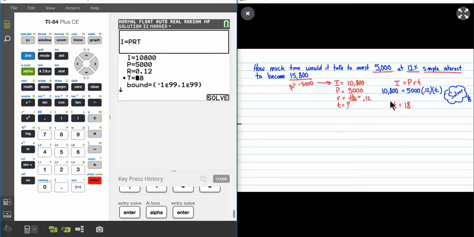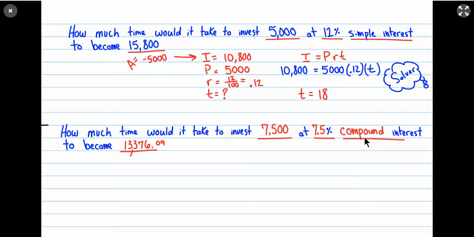Okay, so let's try a slightly different example, but this time notice my keyword is going to be compound interest. So starts the same way. How much time would it take to invest $7,500 at 7.5% compounded interest to become this amount?